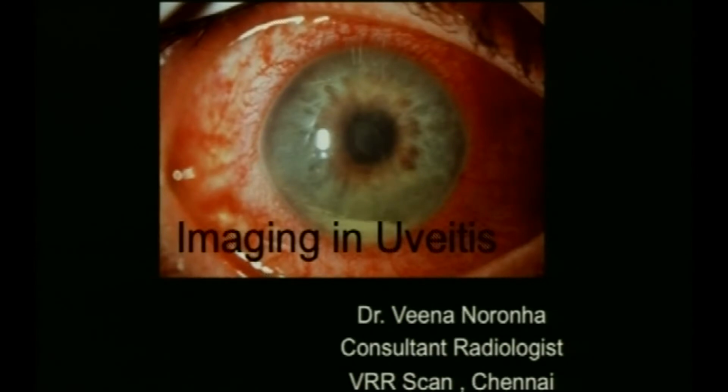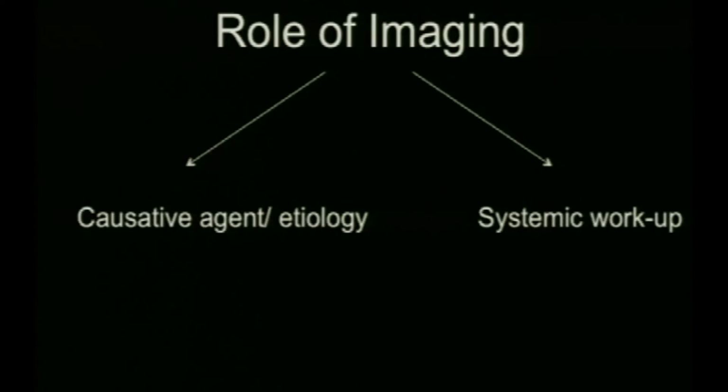Now, what is my role as a radiologist in uveitis? One is to find a causative agent or the etiology of uveitis when there is a clinical dilemma. I don't know how often we are able to help you in coming to a diagnosis, because there is so much overlap in the imaging findings that we might just end up confusing you rather than helping you. The other role is as a part of systemic workup, to find out the systemic disease burden.